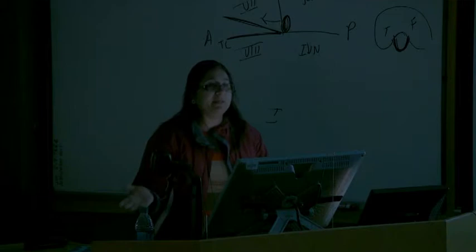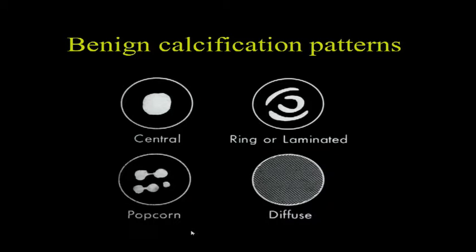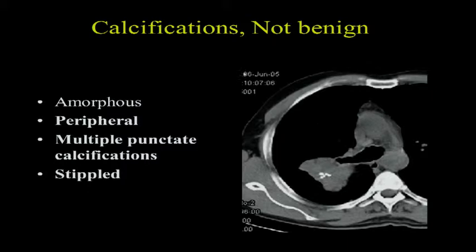Benign calcifications could be central, could be laminated, could be popcorn or diffuse. And this is an example of not benign calcification. What are not benign? Powder-like or amorphous, peripheral, multiple punctate calcifications or stippled. Stippled means broken.